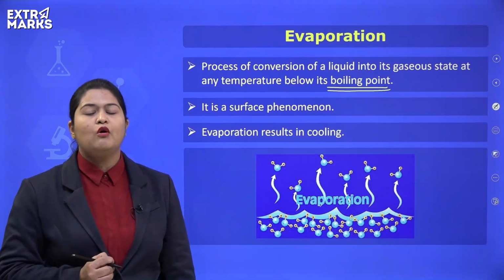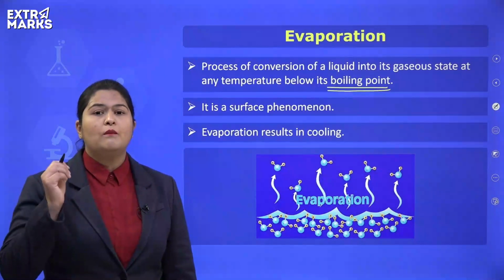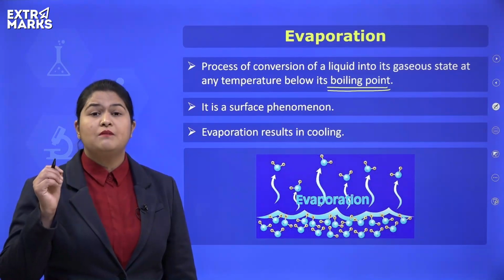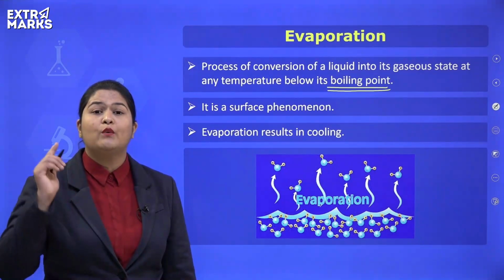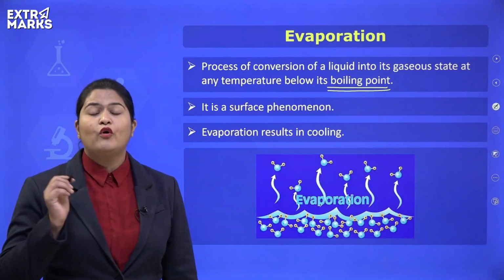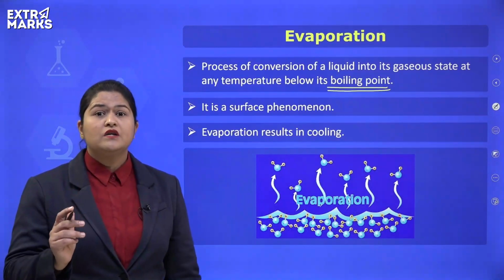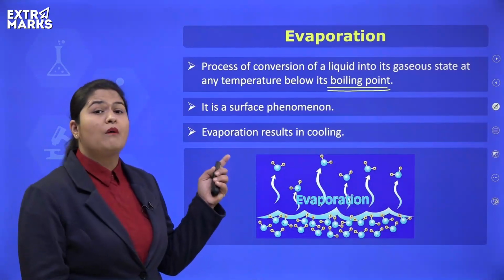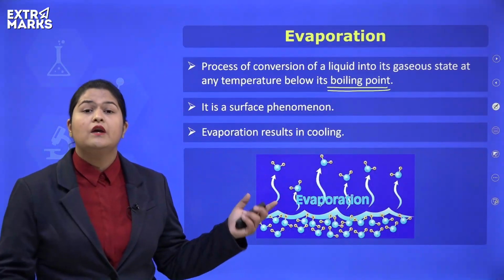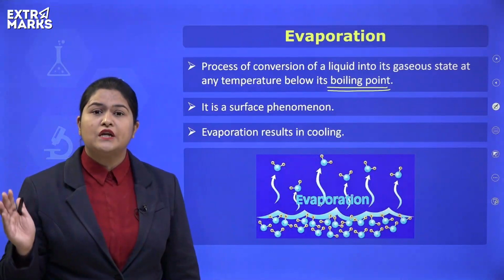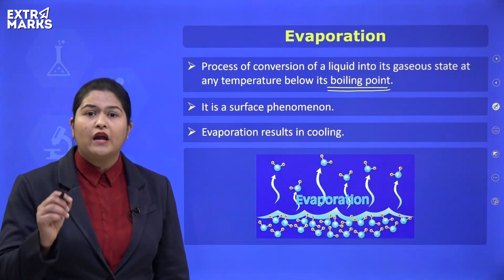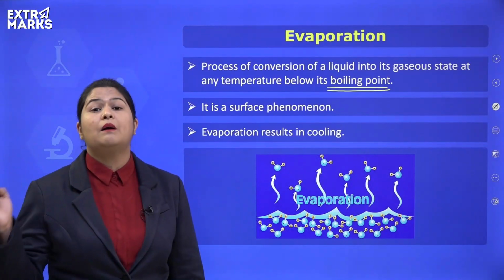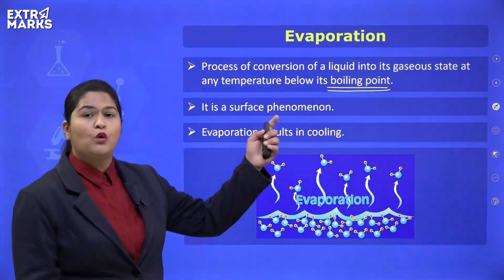See, when we studied boiling, I told you about the boiling point. What is the boiling point? The boiling point is the minimum temperature up to which a liquid needs to be heated before it starts boiling. But no such temperature, no such heating is required for evaporation to take place. That means boiling is a temperature dependent phenomenon. A liquid boils only at a specific temperature, or temperatures above that specific temperature, known as the boiling point.